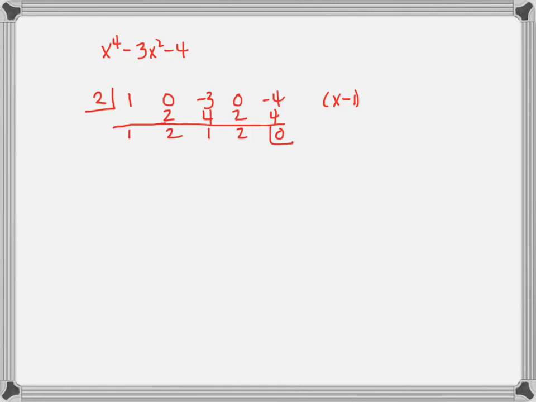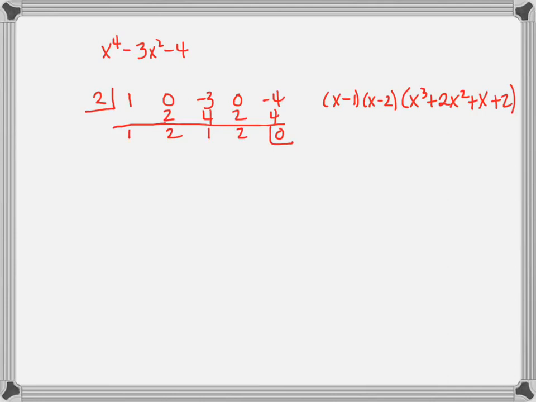So we already had the linear factor of x minus 1. Now we have the linear factor x minus 2 and the other factor of x cubed plus 2x squared plus x plus 2. So we need to keep factoring x cubed plus 2x squared plus x plus 2. We could do factoring by grouping.